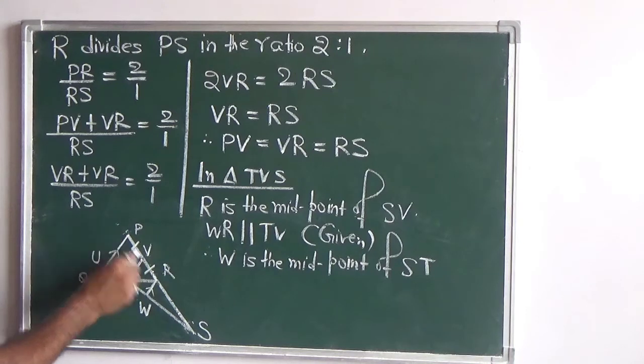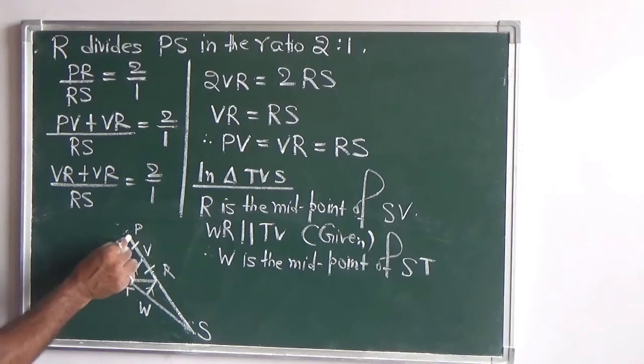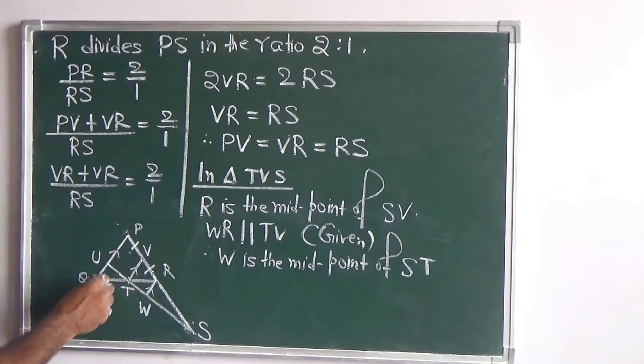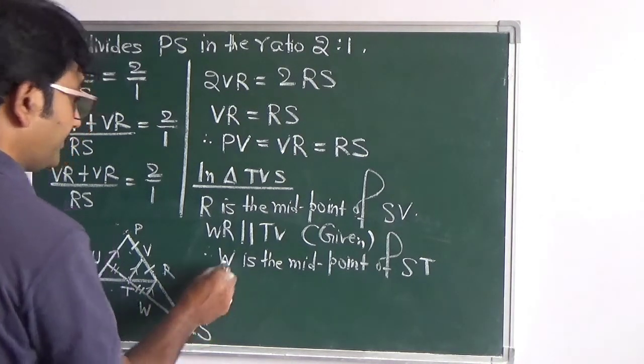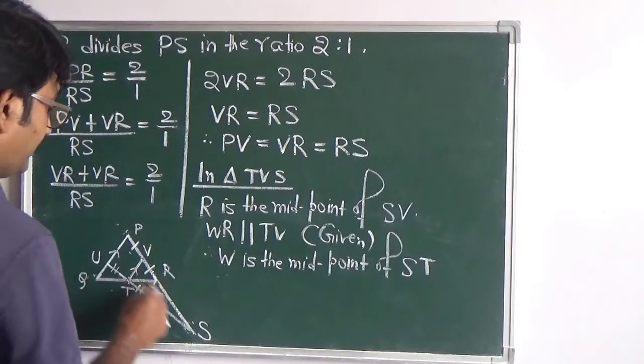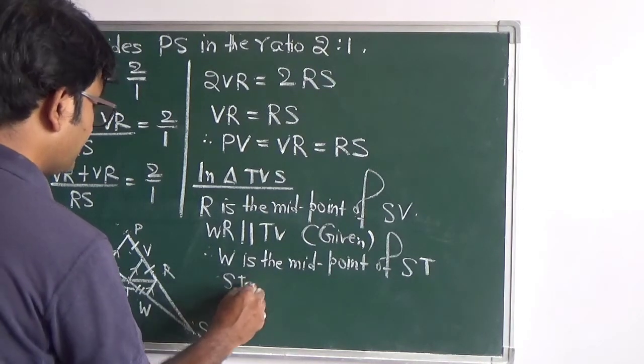And if you consider PS as the transversal, and we know that PV equals VR, so similarly we have this equals to this. So WT equals TU. So we can write, W is the midpoint of ST, so SW equals WT.